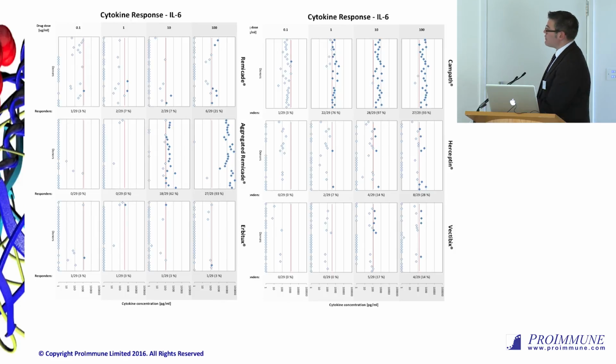And so what it allows you to do is to benchmark where your molecule lies in the overall scale of things. So if you take Remicade, you can see that as you increase the concentration of Remicade for IL-6, then the percentage of donors that are responding comes up. If you aggregate Remicade by stir stress, that really switches on the immune system. And not surprisingly, really, all the donors, or 27 again out of 29 of the donors, are very strong responders there to aggregated protein.